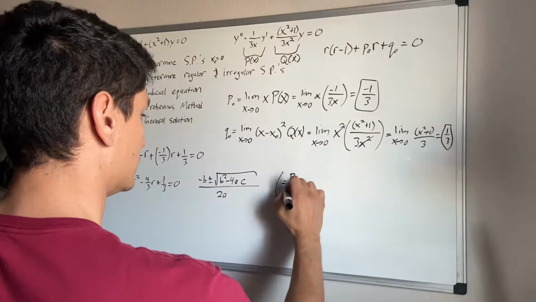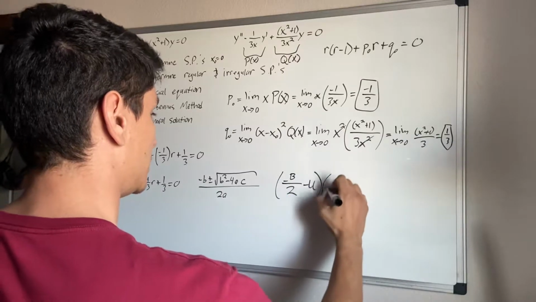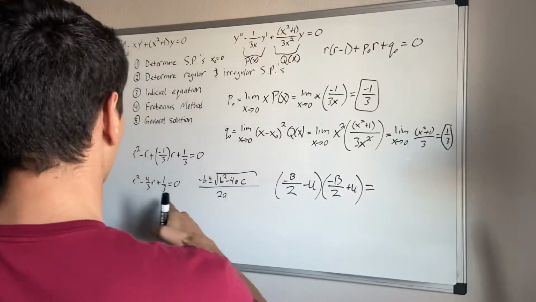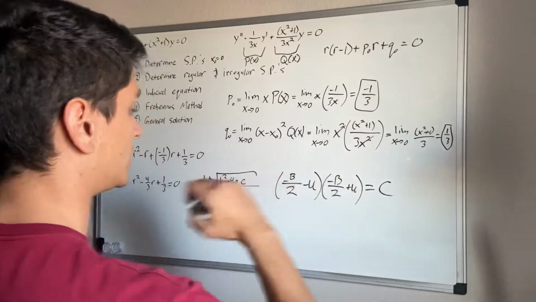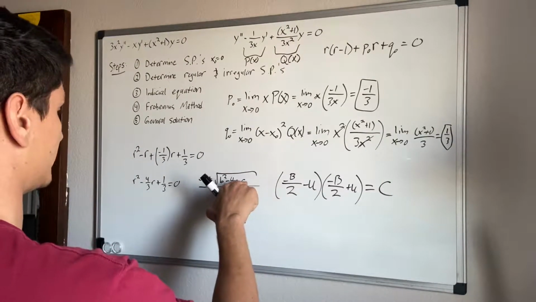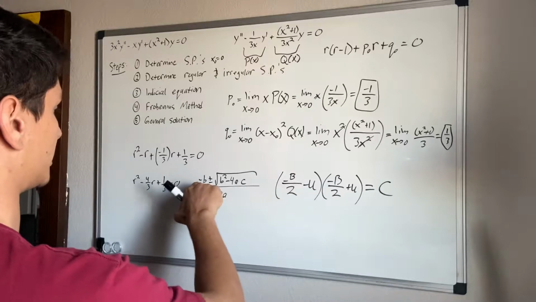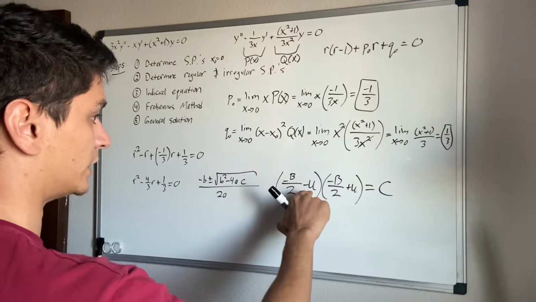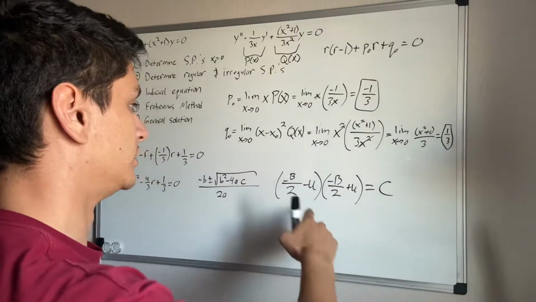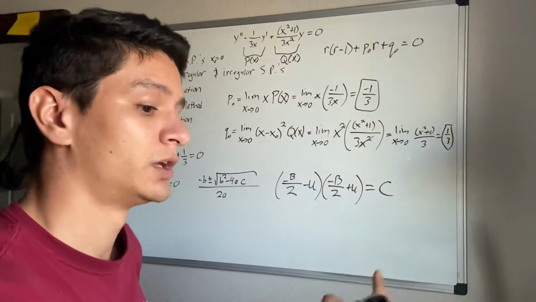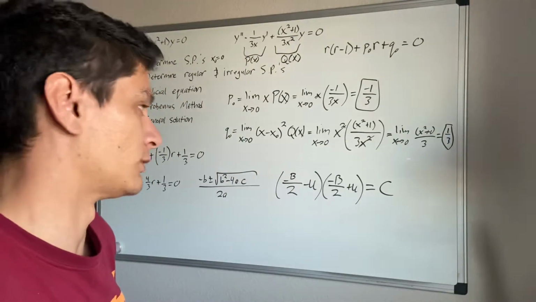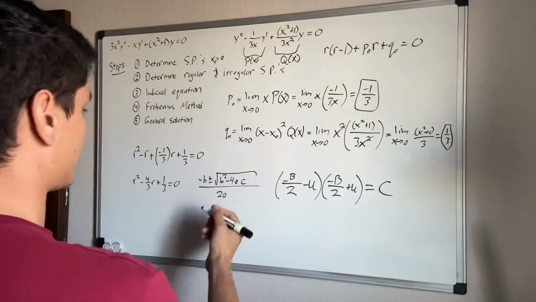Minus b over 2 minus u, times minus b over 2 plus u, equals c. And c is the same as what you would put in this equation, and b is the same as what you would put in this equation. U is another variable that you're going to solve for. Basically, you can consider u to be the same thing as x, and you want to solve for x, but it's just solving for u.